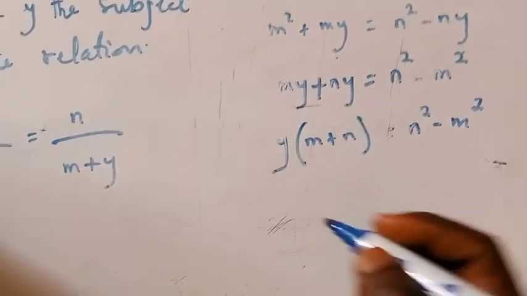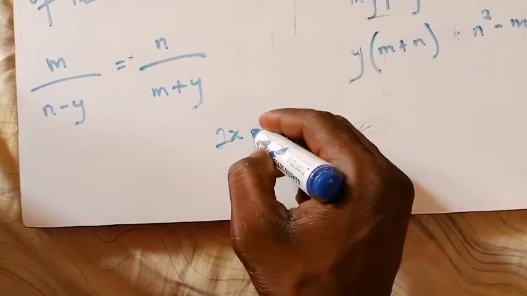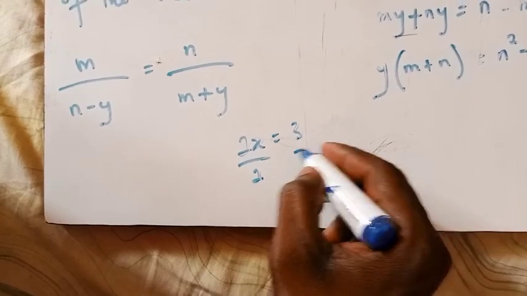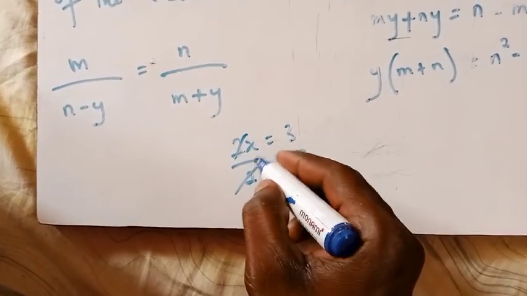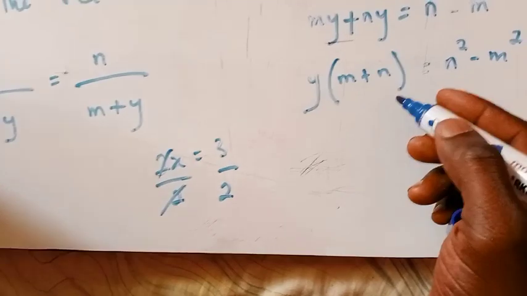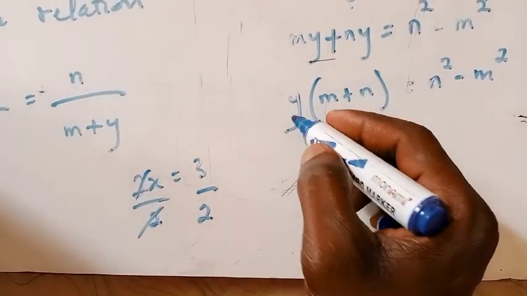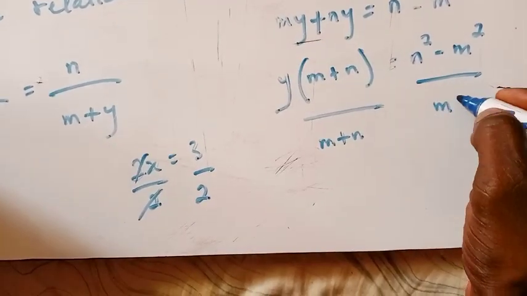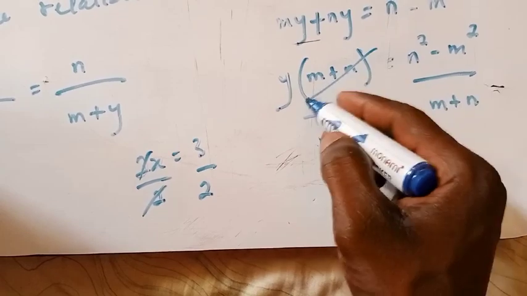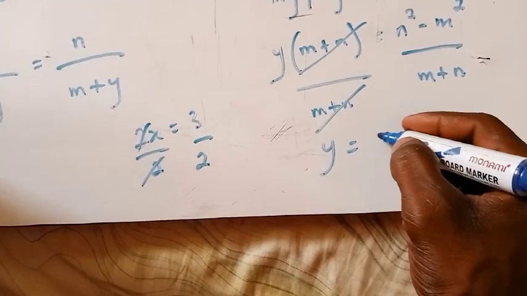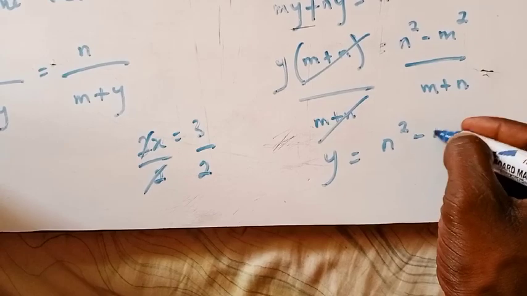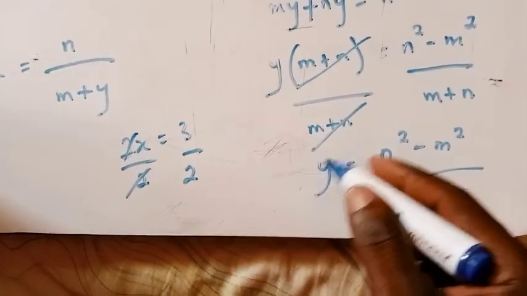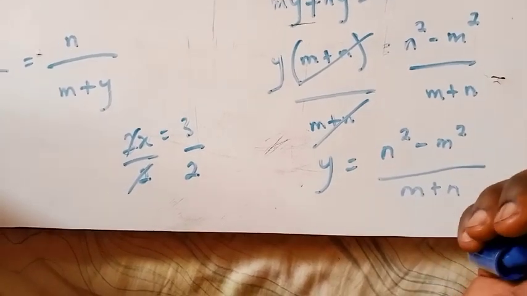Okay, now this is the idea. If you have something like 2x squared equal to 3 and I'm looking for the value of x, you divide everything by 2 and then divide the other side by 2, right? So that is the idea we are going to do here. So anybody that was attached to the y must vanish. So dividing here by m plus n, and then we divide here by m plus n. So this one can help us cancel this one. So we have our y to be equal to n squared minus m squared, everything divided by m plus n. Now you can see clearly that this is going to be our chief driver in this case, right?